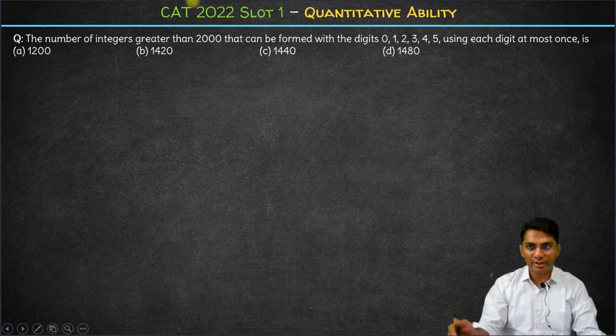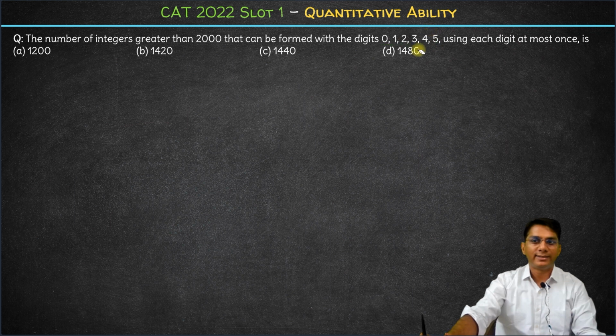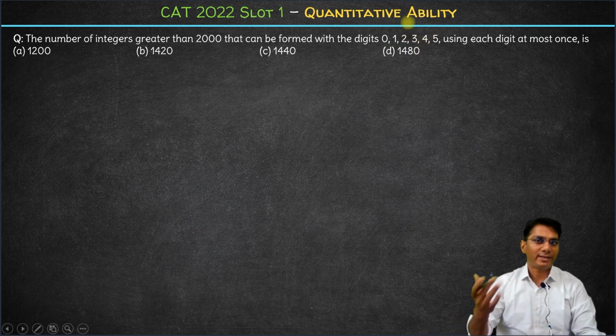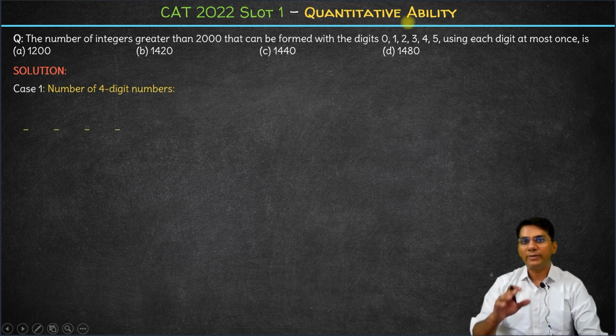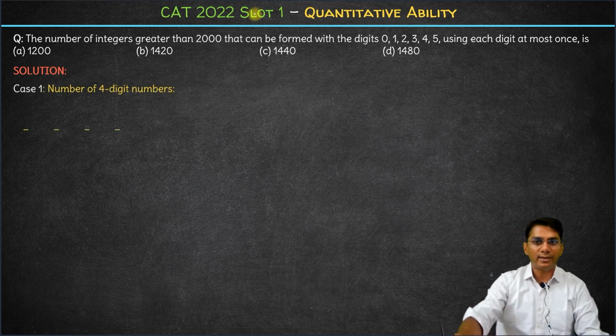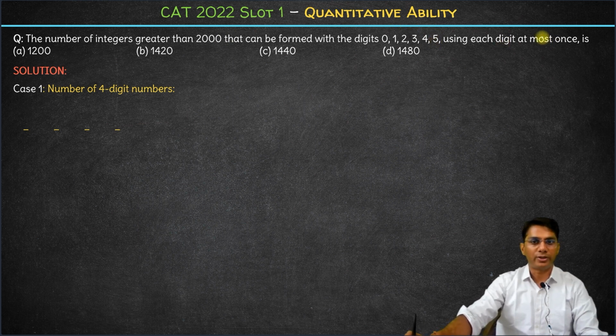It cannot be a 7-digit number because we have only 6 digits and they have to be used without repetition. So we'll have to make 3 cases here for 4-digit numbers, for 5-digit numbers and for 6-digit numbers. So let's start with the first case. Let's see how many 4-digit numbers are there greater than 2000 that can be formed using these digits without repetition. So let's start with the leftmost digit.